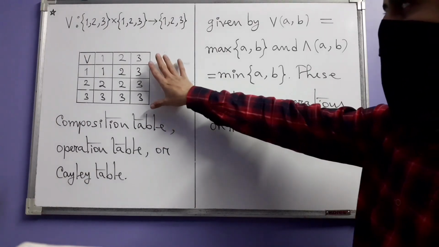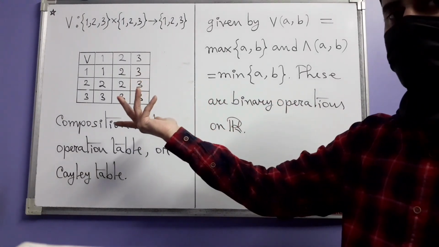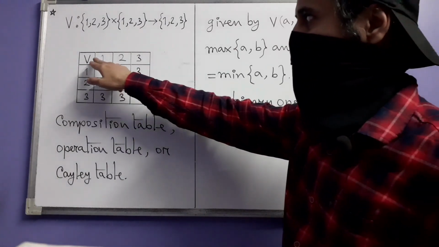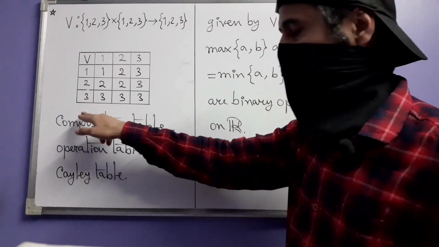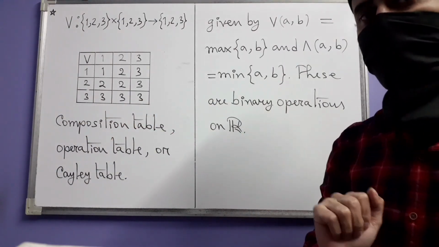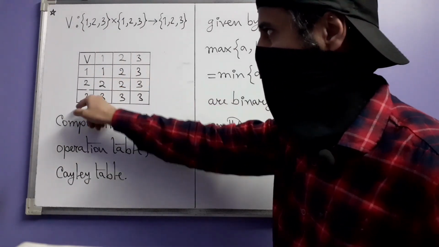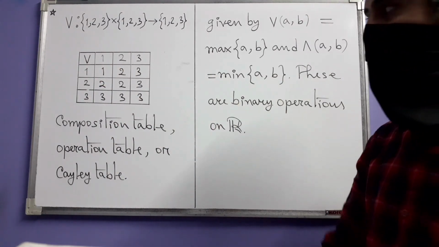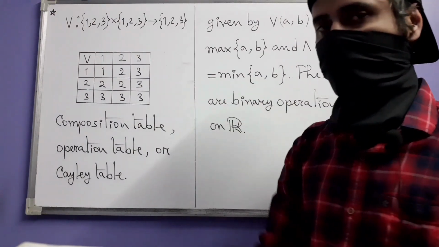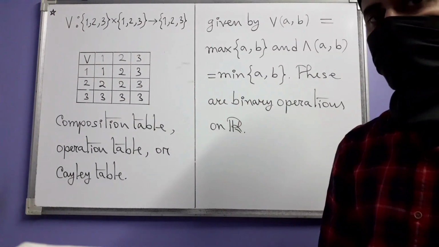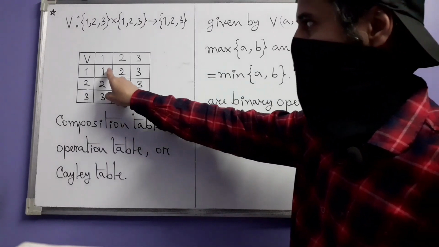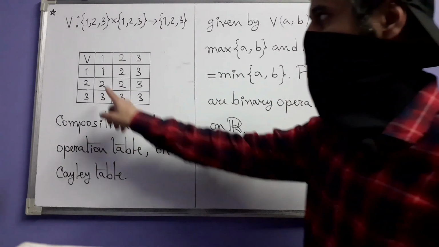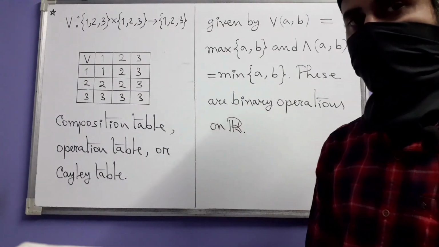So let's see what this table has. Of course, because it's a table, it has rows and columns. The first row and first column have the elements 1, 2, 3, 1, 2, 3. And the other cells show what the function V is doing to the ordered pairs. For example, this cell corresponds to the ordered pair 1, 1.